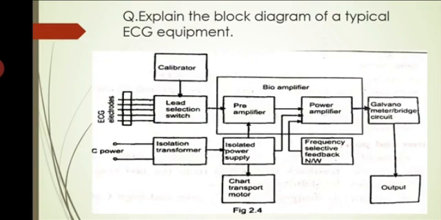Next we will see the block diagram of an ECG machine. In that, the main blocks are the lead selection switch, calibrator, isolation transformer, and a bioamplifier. In the bioamplifier there is a preamplifier and power amplifier. There is a frequency selective feedback network, and output units. So these are the main blocks of the ECG machine.